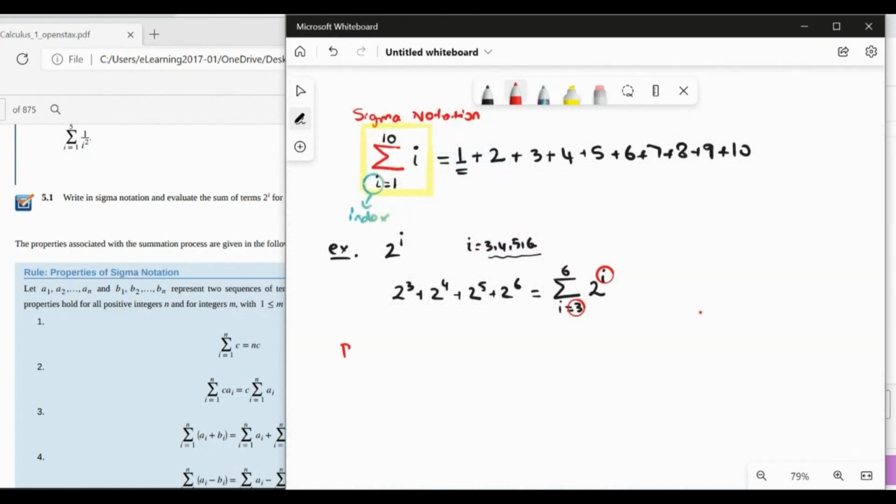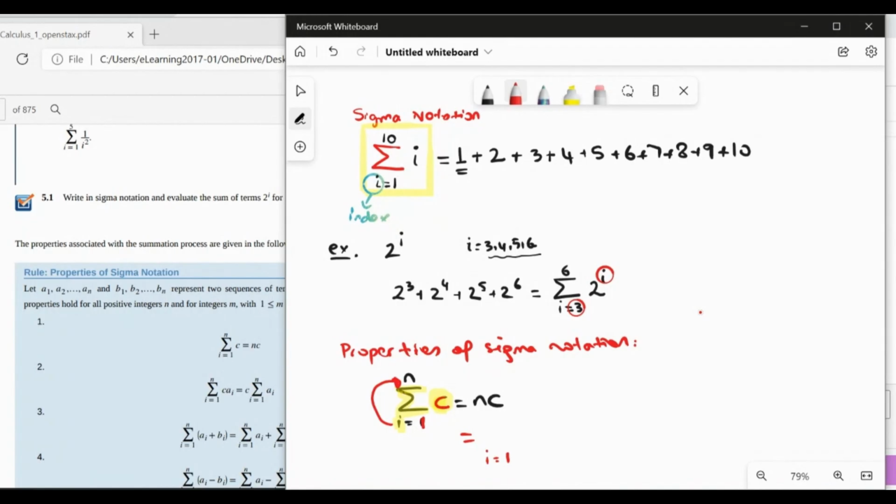So let's talk about a few properties of the sigma notation. The first one tells us, if we have a sigma operation, which is a sum operation, and inside there is no I, there is just a constant number, what does it tell us? Well, for the index changing from 1 to n, only add c.